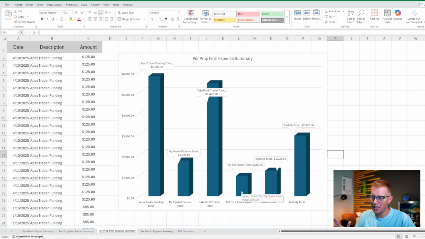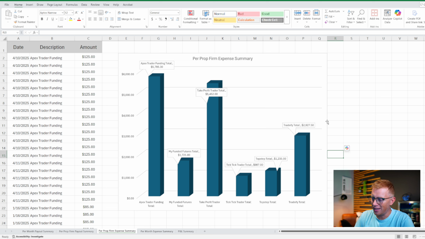This was basically they had a sale running for straight to funded accounts. I bought 3 of them and I lost them. That's what that is. Top Step, 1,235 expenses, kind of similar. In the beginning of the year, I tried Top Step a couple times, and I might try it again. I don't know. We'll just see.